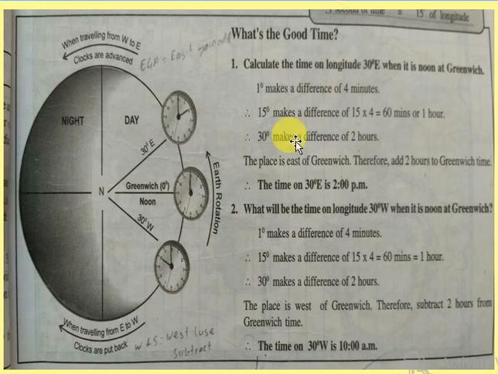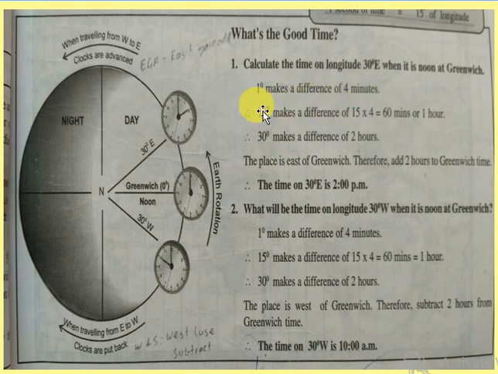Now some questions again for your revision. Calculate the time at longitude 30 degrees east, when it is noon at Greenwich. Noon means 12 o'clock at Greenwich. So Greenwich is this line, and it is noon there. We have to calculate up to this point, 30 degrees. You know that 1 degree makes a difference of 4 minutes.